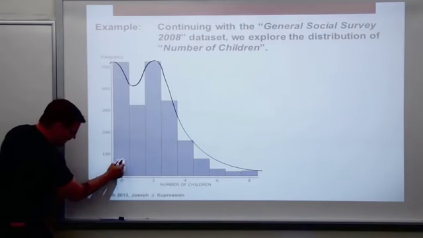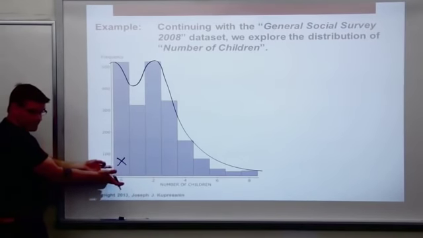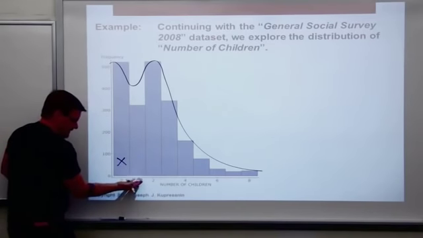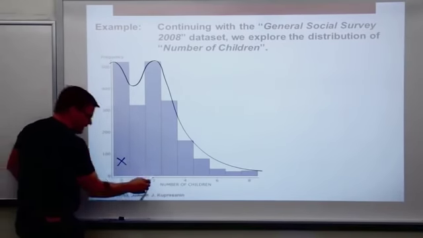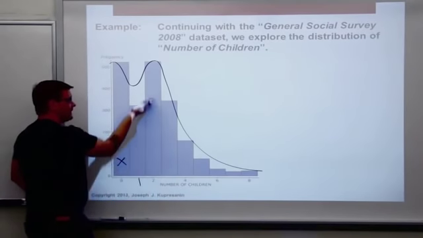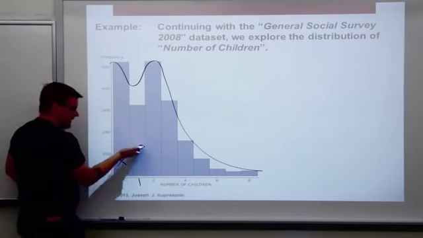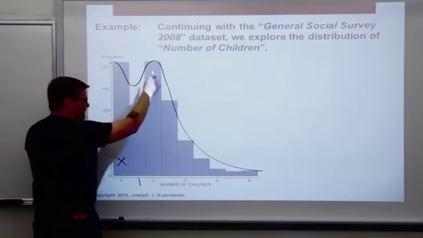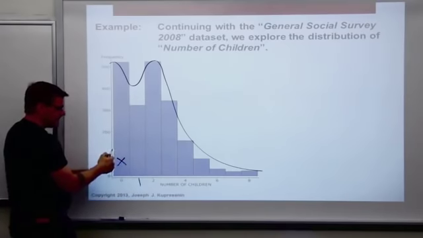We have a big pile up of data here at 0. These are the people with no children. If I go to the second rectangle, these are the people with one child. And if I move to 2, you can see there are more people who have 2 children than 1. And 3 and 1 are about the same. So we're getting this bimodal pattern where there seem to be 2 distinct peaks.